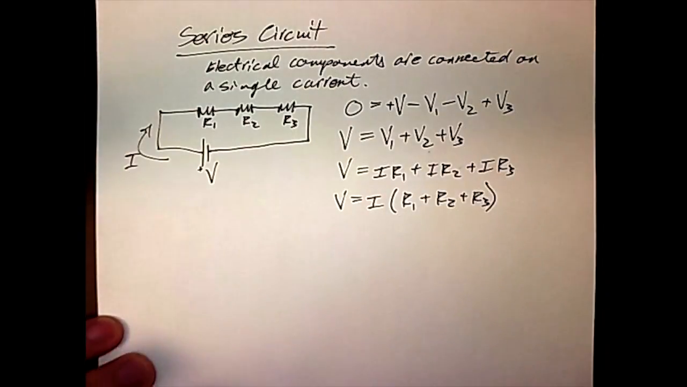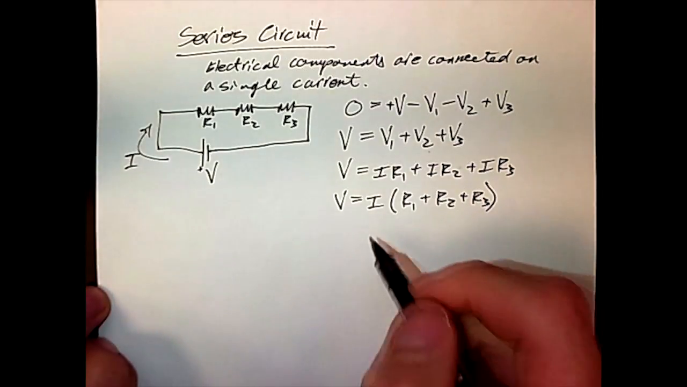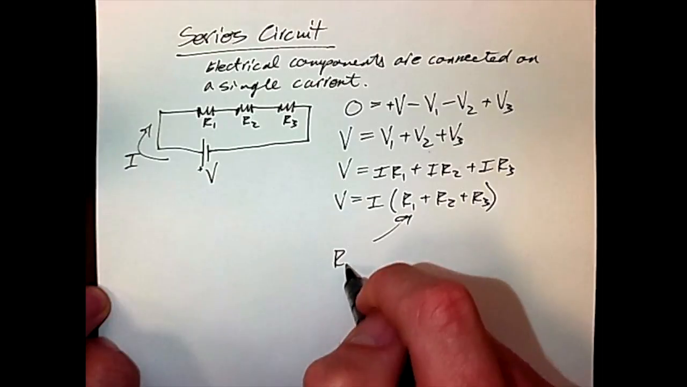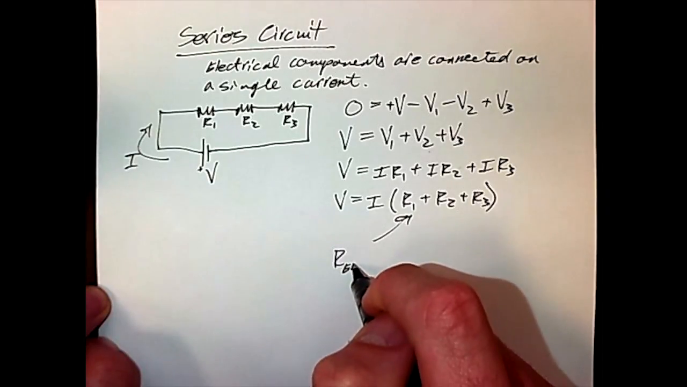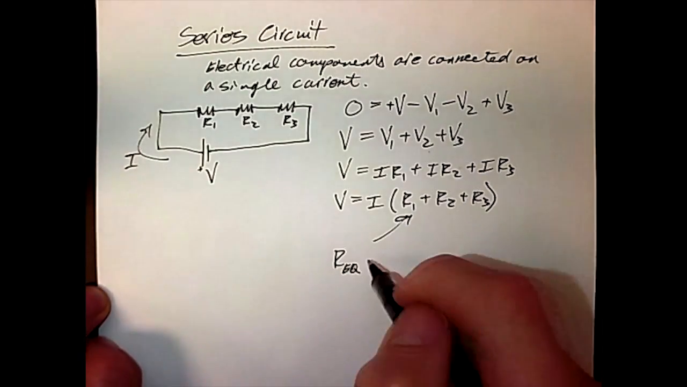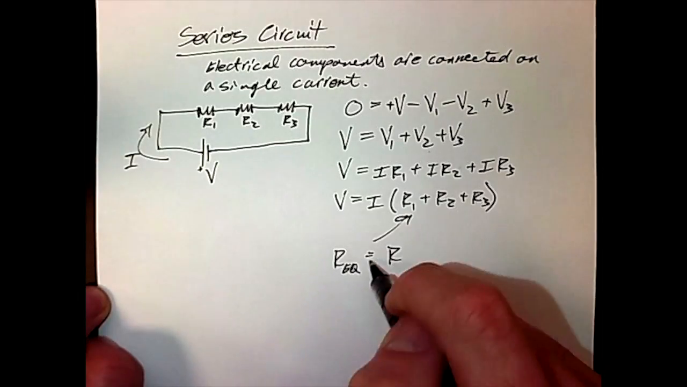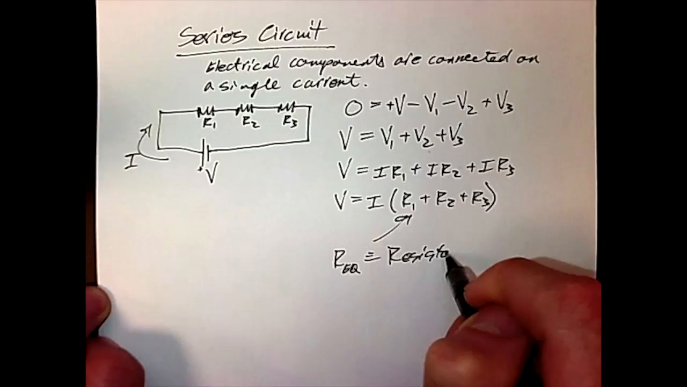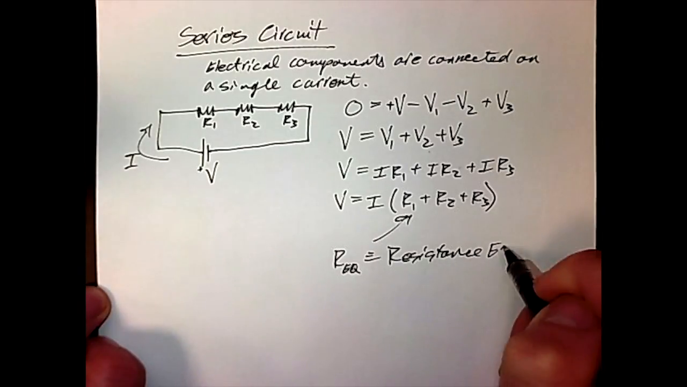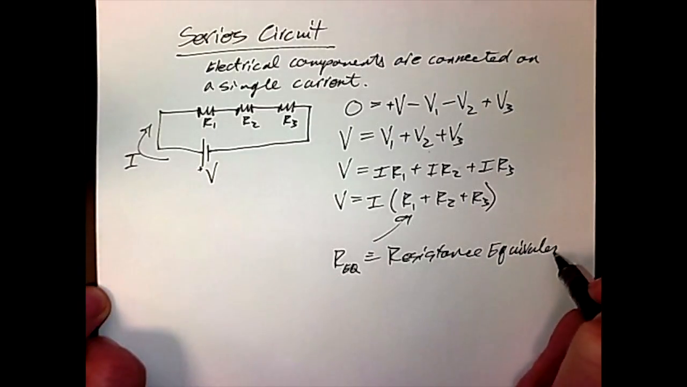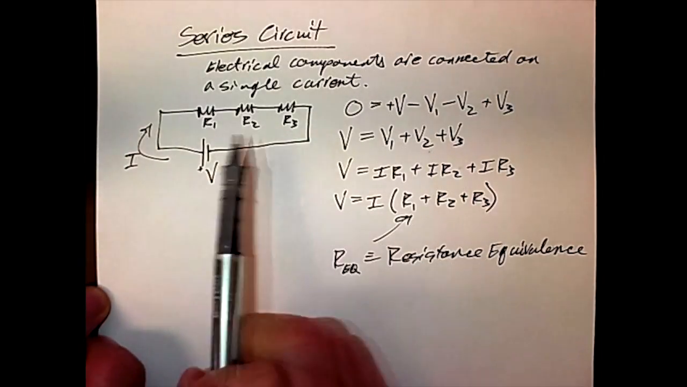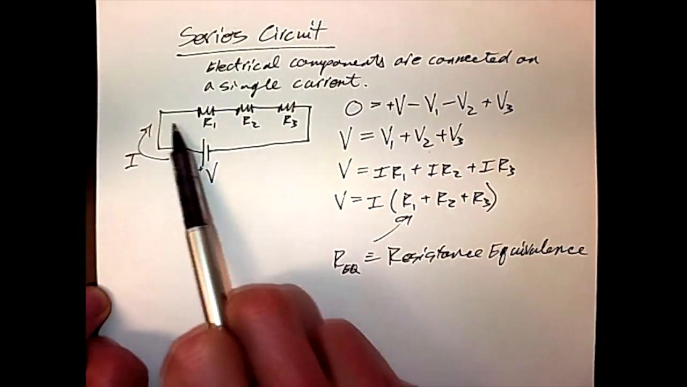So in series circuits, it's appropriate to say that the equivalent resistance, or Req, which is defined as the resistance equivalence for the circuit, or the total resistance for the entire functionality of these electrical components.